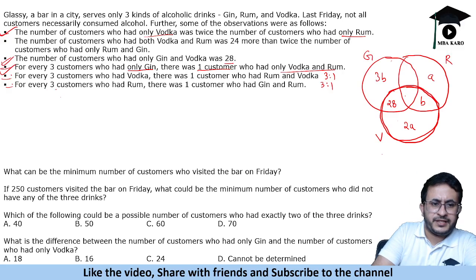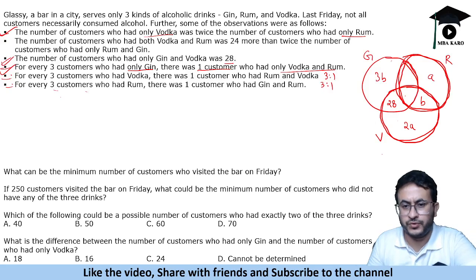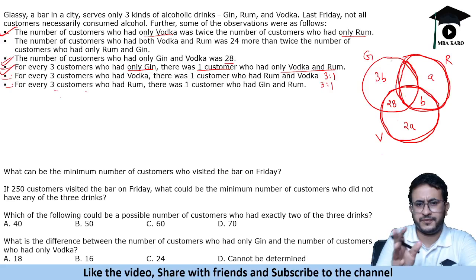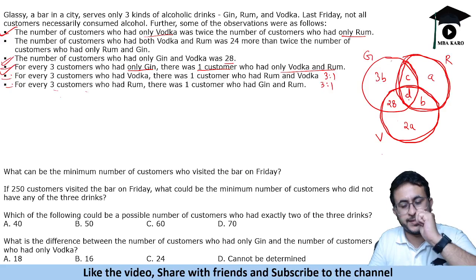Okay, similarly for every 3 customers who had rum, so if there are 3 people who are having rum, there was one customer who had gin and rum. So this part, gin and rum, is one part, and this is 2 parts. Okay, so we will use this. Now let's put some more variables. Let us put c and d and try to understand this scenario.